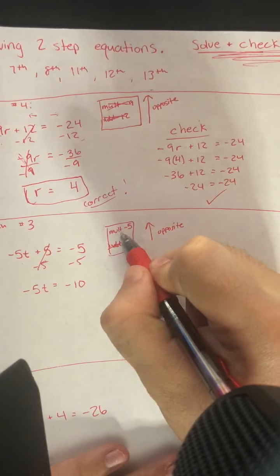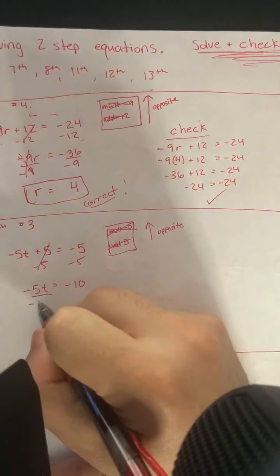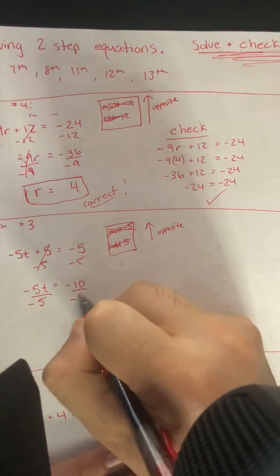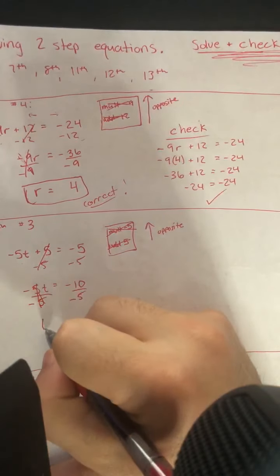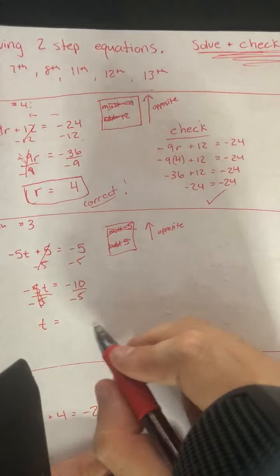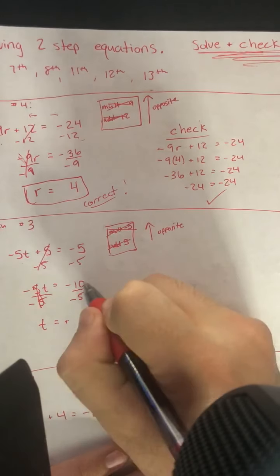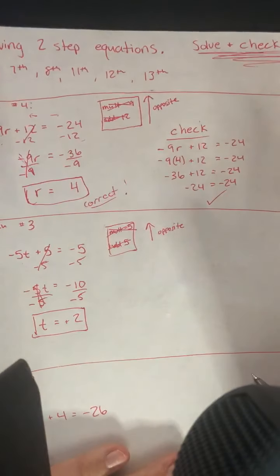Go back to your list. We're multiplying by a negative 5. What's the opposite of multiplying by a negative 5? Let's go ahead and divide both sides by negative 5. And your negative 5s cancel out. We're left with just t equals negative 10 divided by negative 5. Negative divided by a negative is going to give us a positive answer. 10 divided by 5 is just 2. So your answer is t equals 2.